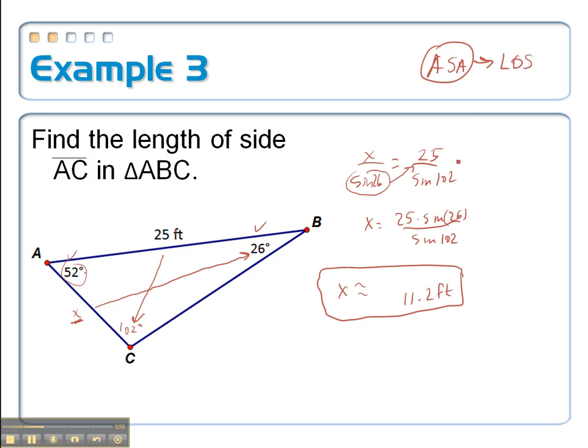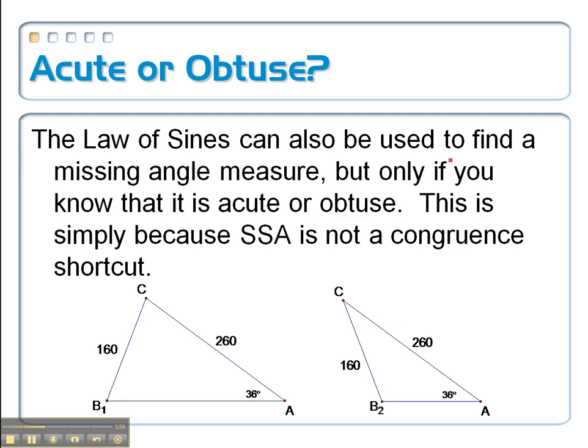Let's look at example 4. But first, let's talk about using the law of sines to work backwards and finding an angle measurement instead of a side measurement. We can do that, but we first have to know if that angle is acute or obtuse. And here's the geometric reason.